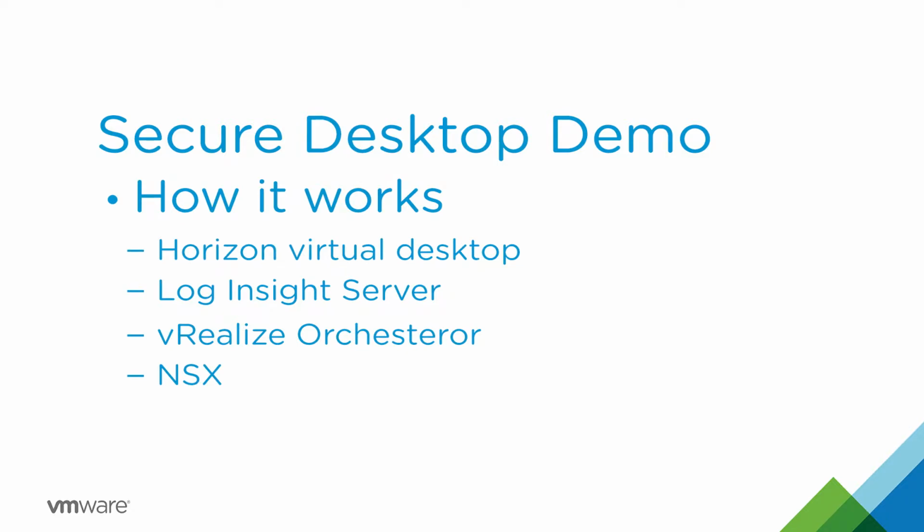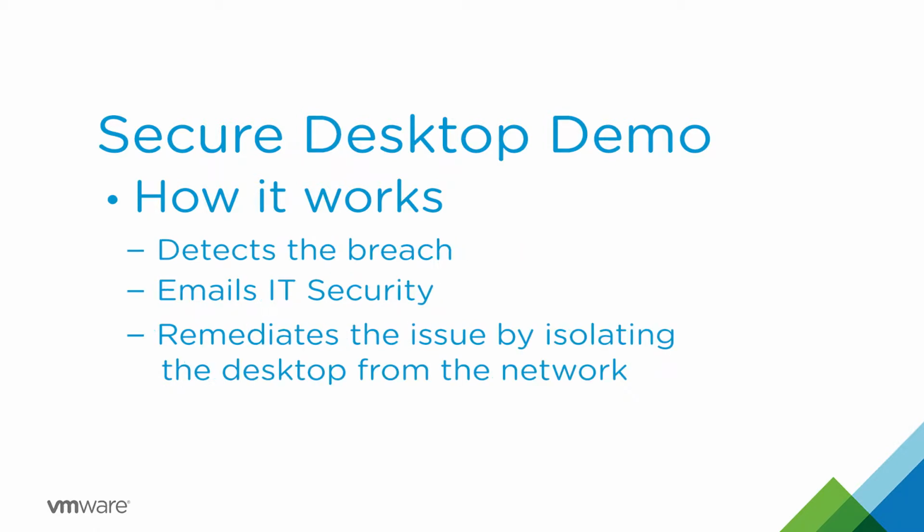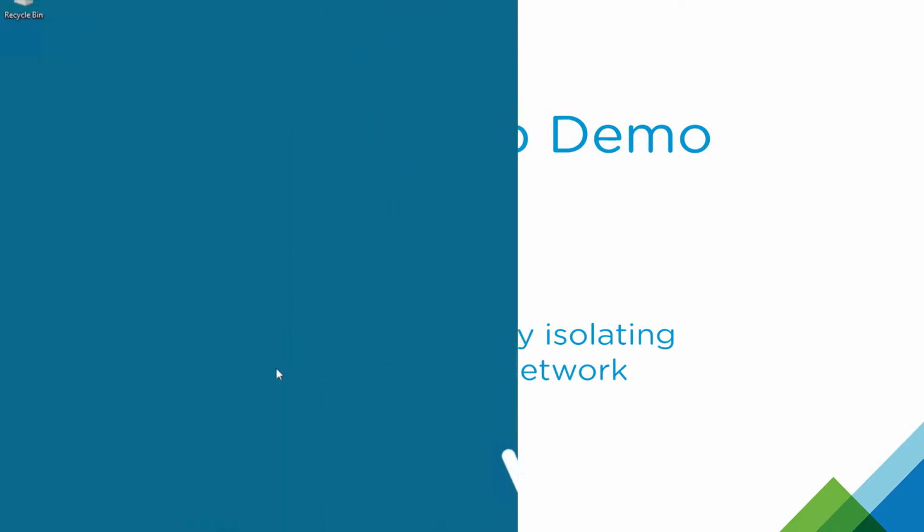The solution works by integrating Horizon Virtual Desktops with Log Insight, vRealize Orchestrator, and NSX to provide a solution that not only detects the breach has occurred, it sends an email to IT security. It will also remediate the issue by isolating the desktop from the network. Let's add an unauthorized user to the local group and see what happens.